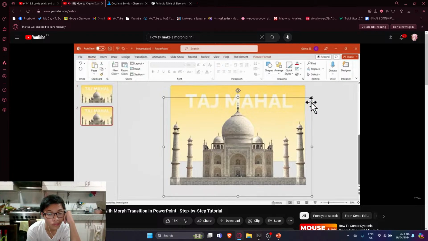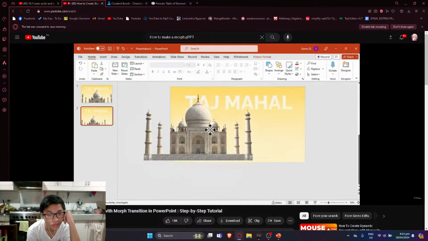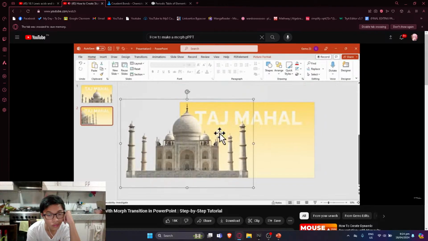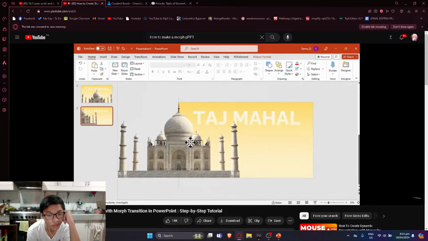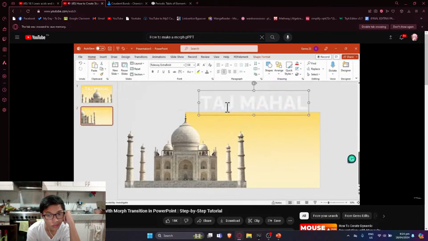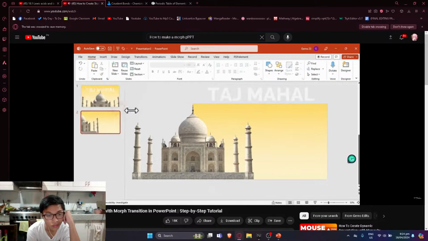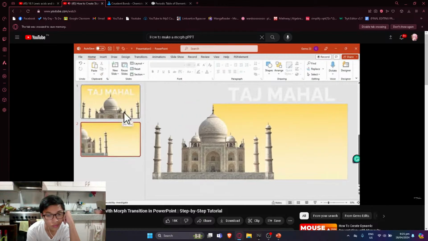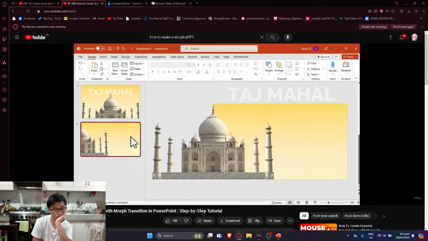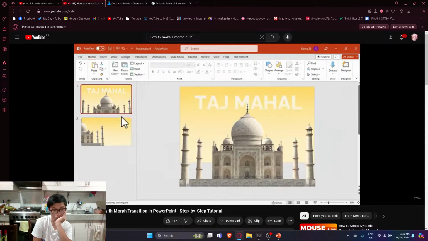We can now proceed to reposition and resize the elements in the second slide. As you can see, I move this Taj Mahal picture to the left part of the slide, and we will move this title text outside the slide in the second slide. Please observe the positioning of our photo in the first and second slides. Then we will apply the morph transition to all slides.